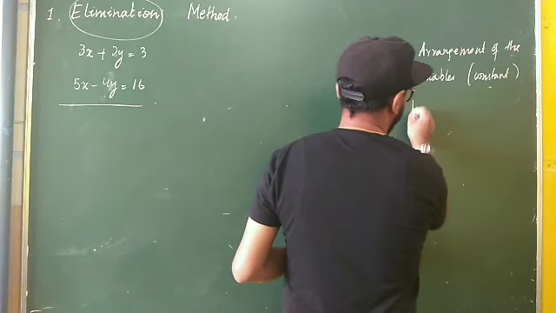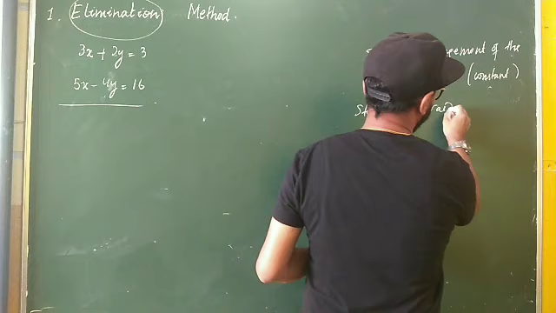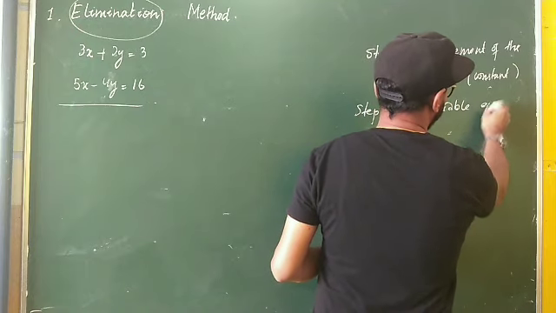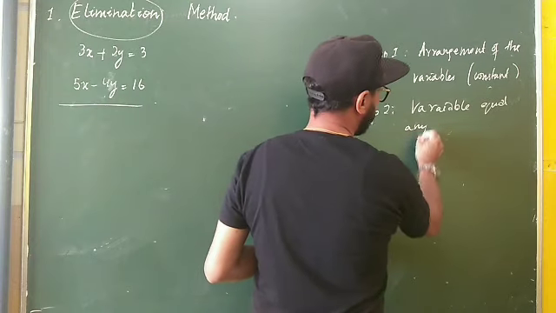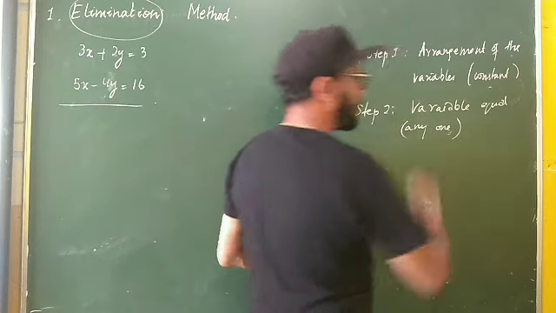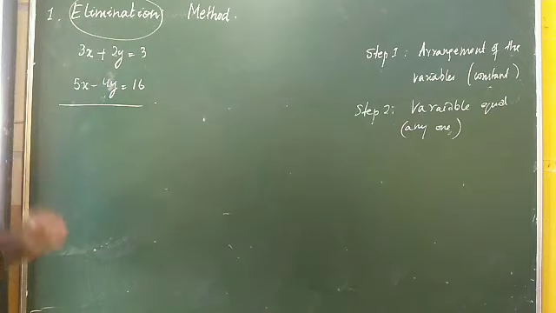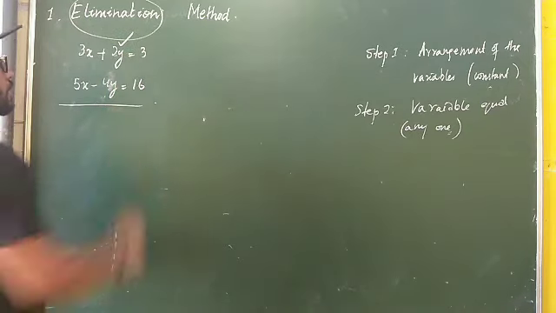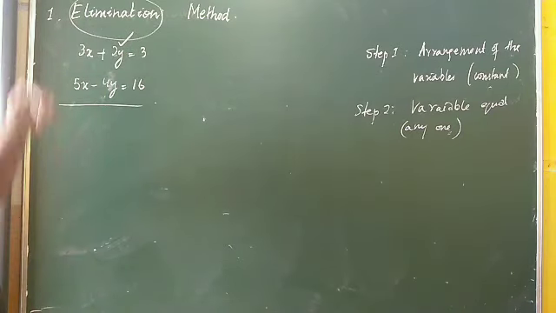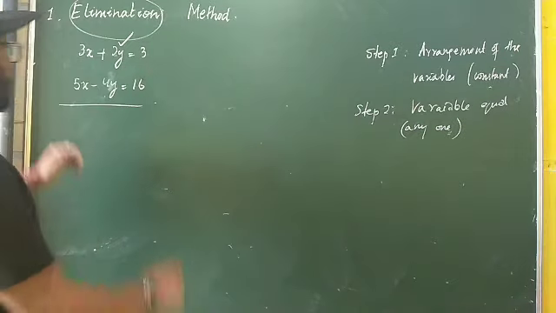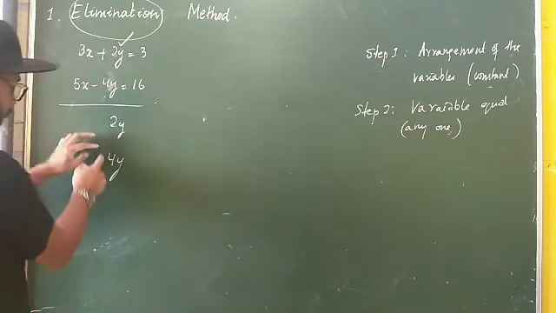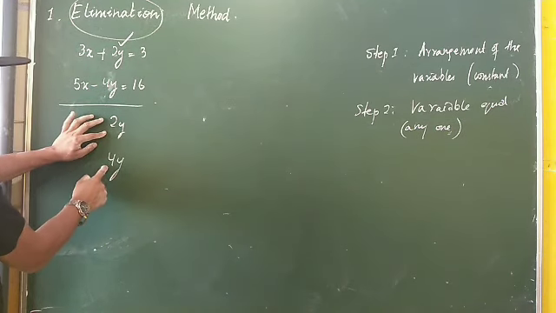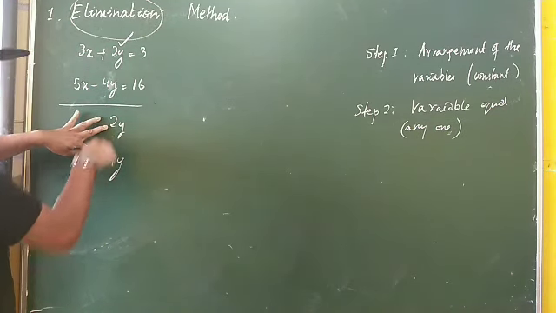So we have to make a variable equal, any one variable, either x or y. Today I choose y. You can make x equal also. Now just look at y. Here it is 2 and here it is 4. So can we make this equal?